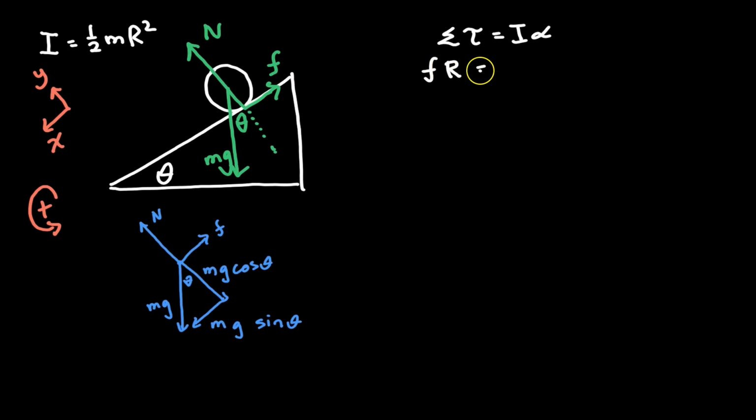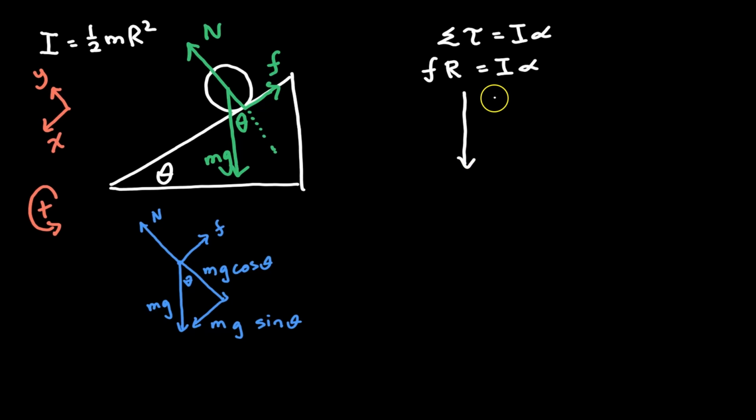For the torque, we're going to choose the center of mass as our axis of rotation. This way, only friction is producing a torque on our disk. The normal force and mg will not be producing any torque on the disk because they go through the center of mass. So the torque exerted by friction is Fr, and we get Fr is equal to I times alpha.